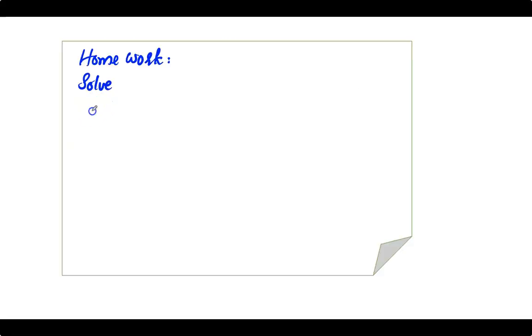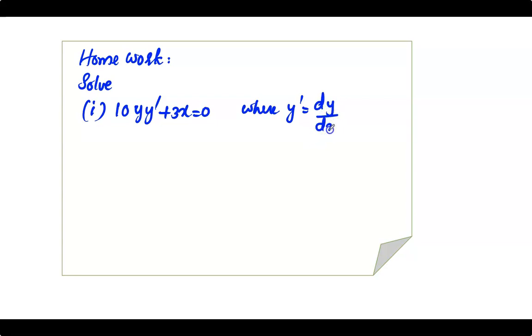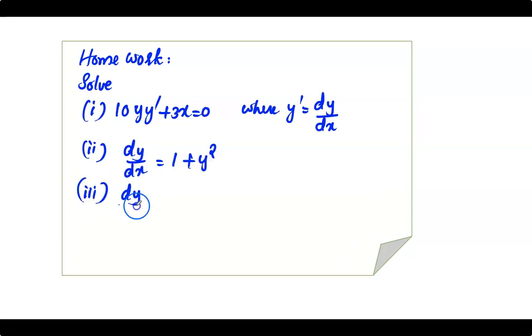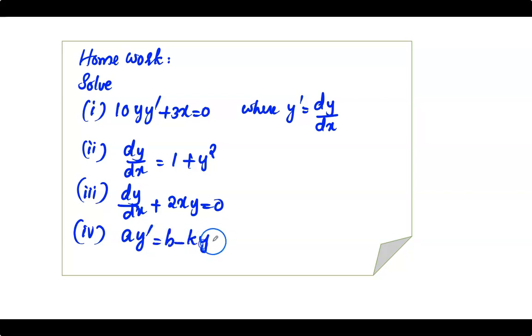Solve the following differential equations. First relation is 10y dash plus 3x equal to 0, where y dash is the differential coefficient dy by dx. Second one, dy by dx equal to 1 plus y square. Third equation is dy by dx plus 2xy is equal to 0. Fourth one is a y dash is equal to b minus ky, where y of 0 is equal to 0.